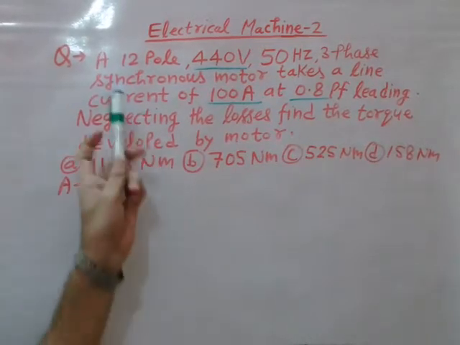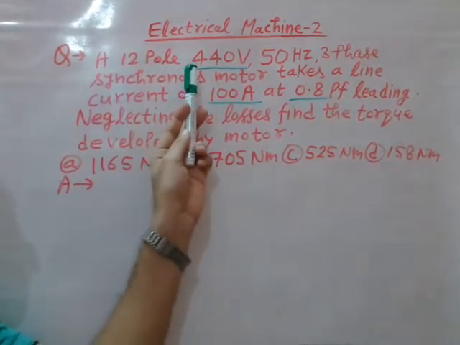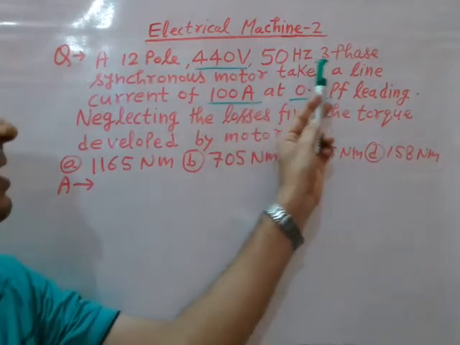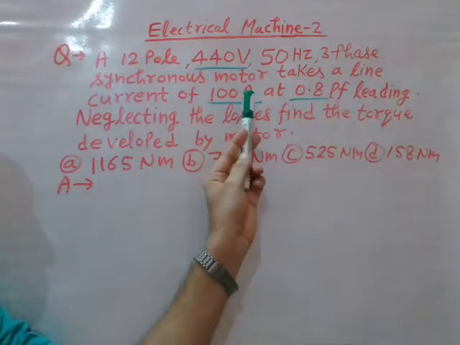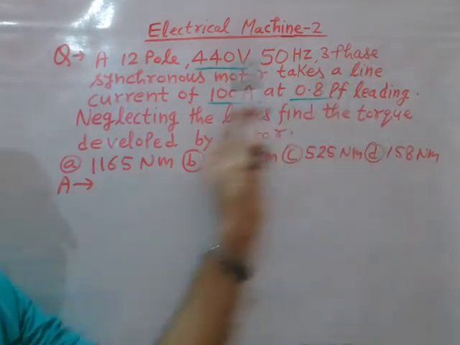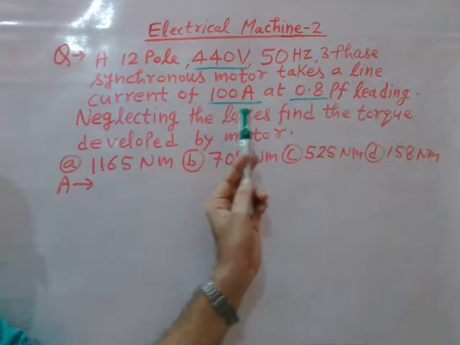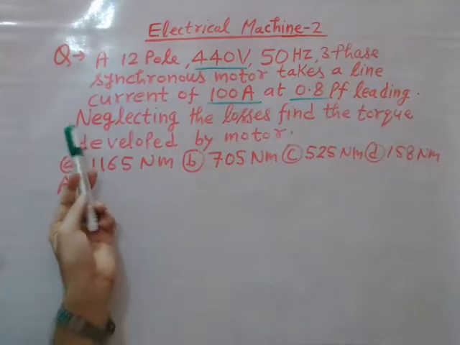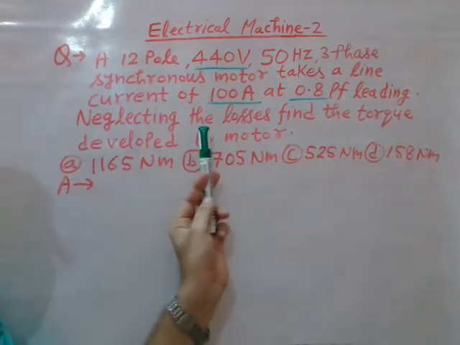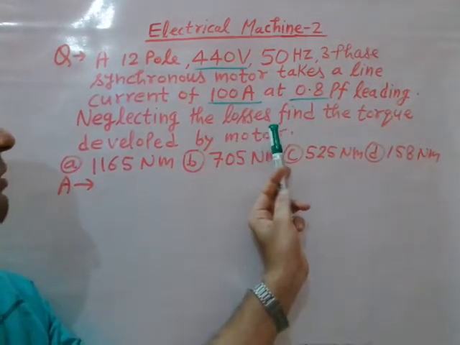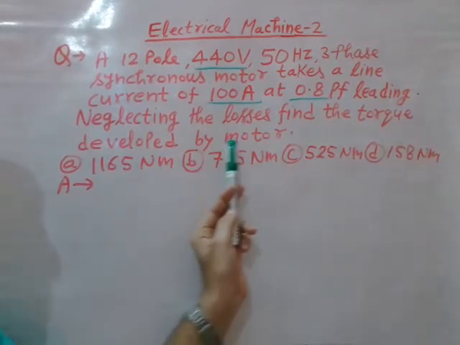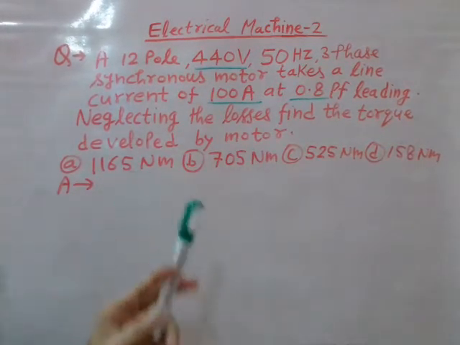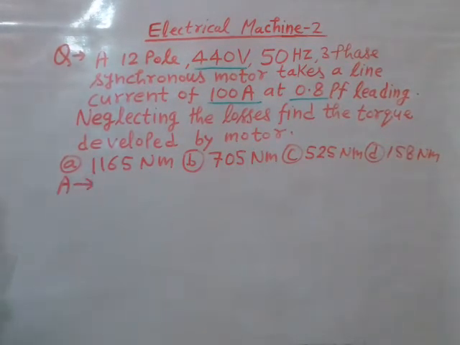So, a 12 pole 440 volt 50 hertz 3-phase synchronous motor takes a line current of 100 amperes at 0.8 power factor leading, right? Neglecting the losses, find the torque developed by the motor, right? So you understand the question?